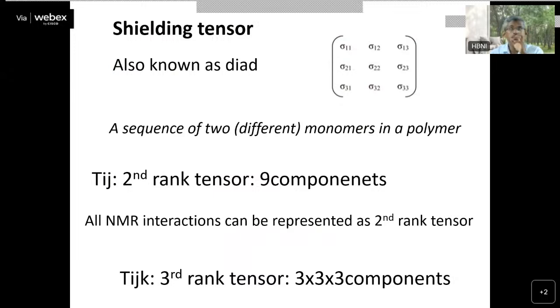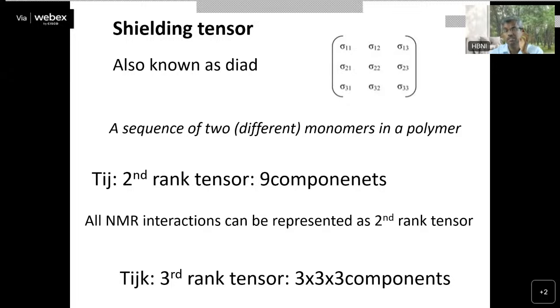So sometimes people call the two components a diode. The diode terminology comes from polymers, where sometimes two different polymers are called a diode. So this terminology comes from polymer terminology. Tij is a general terminology to represent a second rank tensor, which has 9 components.